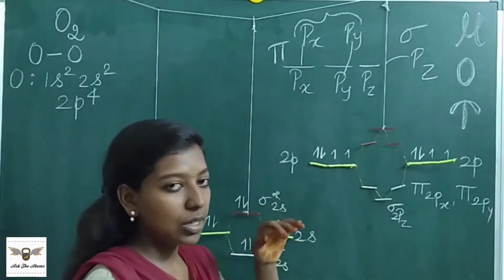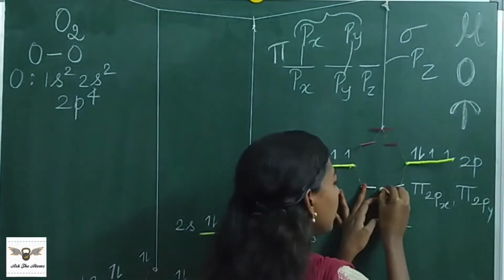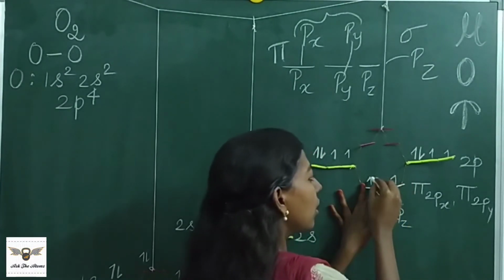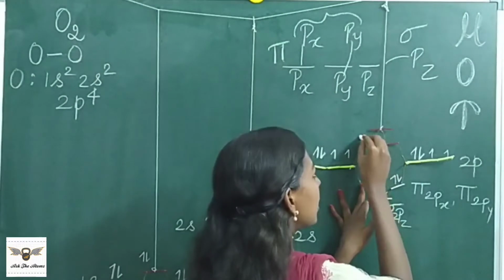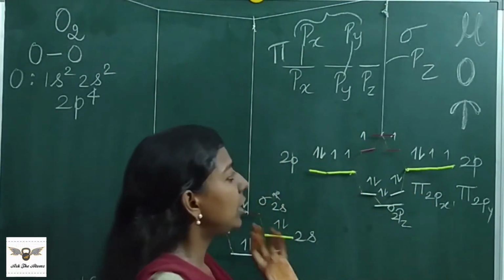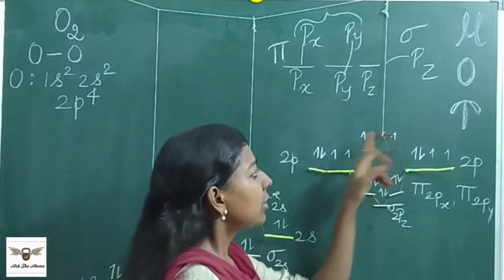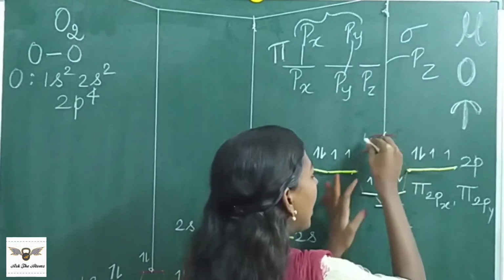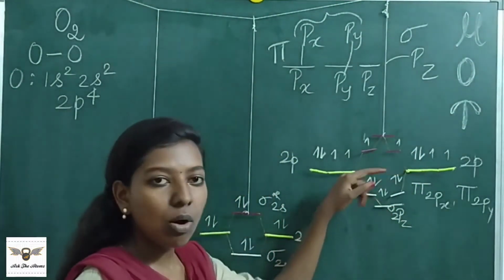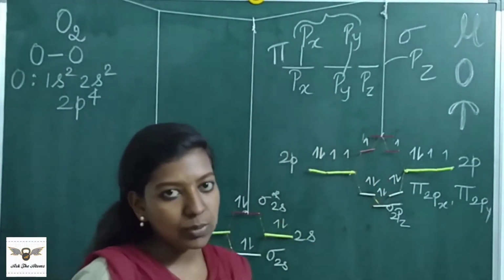So now I start filling the electrons. It is 8 electrons, I start filling them. So I get 1, 2, then 3, 4, 5, 6, 7 and 8. So 8 electrons are filled. And how are they filled? The antibonding has 2 electrons. In the bonding, all 6 electrons are filled. Only 2 electrons are in the antibonding.